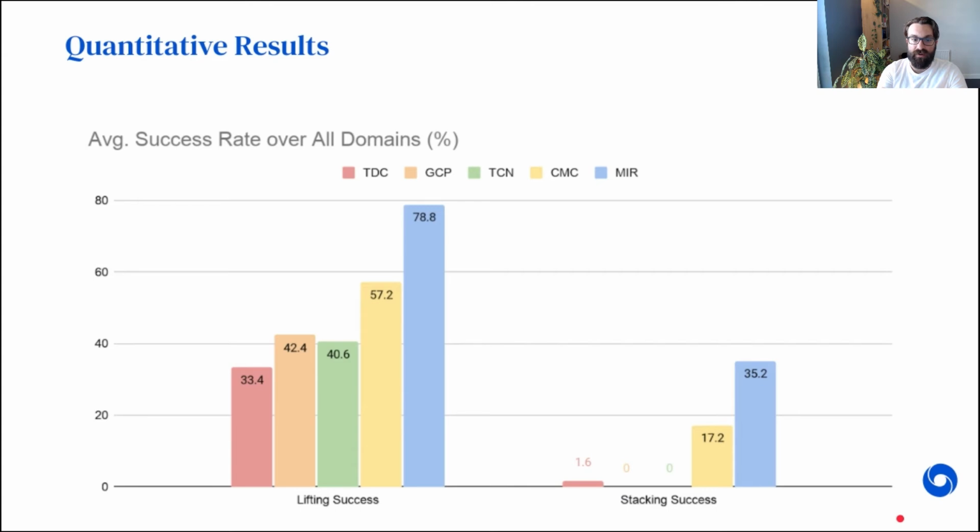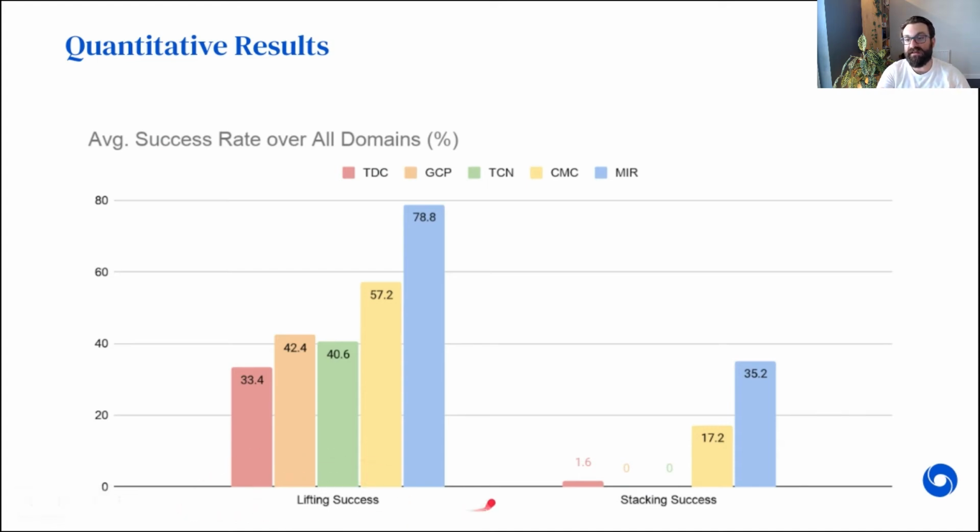For our comparisons with other methods, we used baselines from prior work that does feature tracking with small domain gap. The baselines that we used were temporal distance classification, or TDC, simple goal condition policies, time contrastive networks, TCN, and cross-model distance classification, or CMC. And finally, we have our method, MIR, which stands for manipulator independent representations.